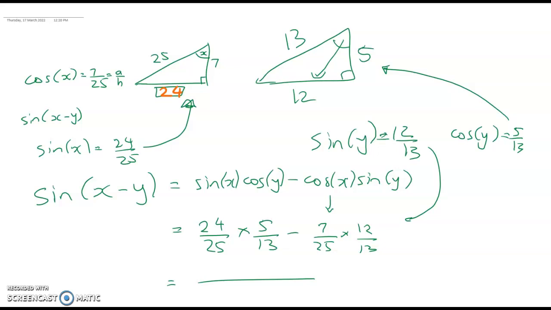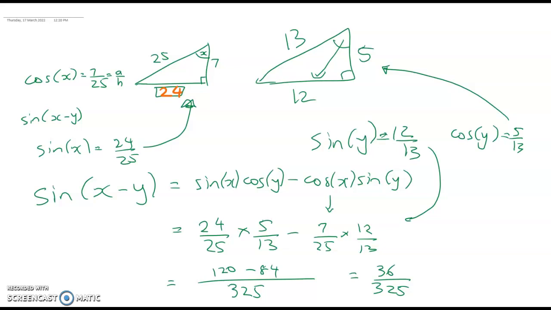So working that through, my common denominator already done for me is 325. 5 24s are 120. 7 12s are 84. So my final answer here is 36 over 325. I think the answers have got that as a decimal. I'd leave that as a fraction or a decimal. It's fine either way. But I said not to use your calculator, so I guess leave it as a fraction.